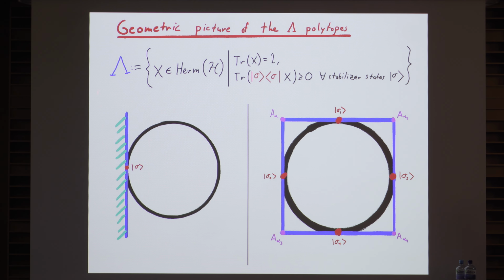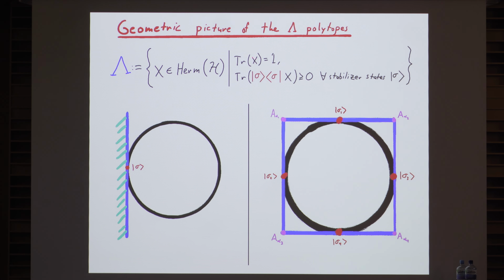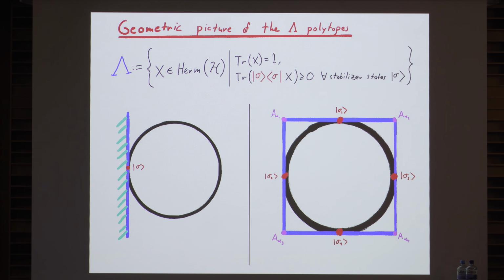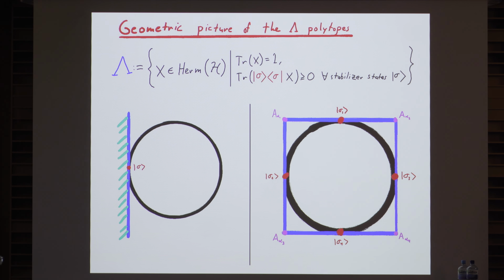everything in the polytope is to the right of this line. In general, it's a half space. And so you get one of these inequalities for each stabilizer state. You end up taking the intersection of a bunch of half spaces. The result is a polytope, a bounded polytope with a finite number of vertices. And so this is what it looks like.